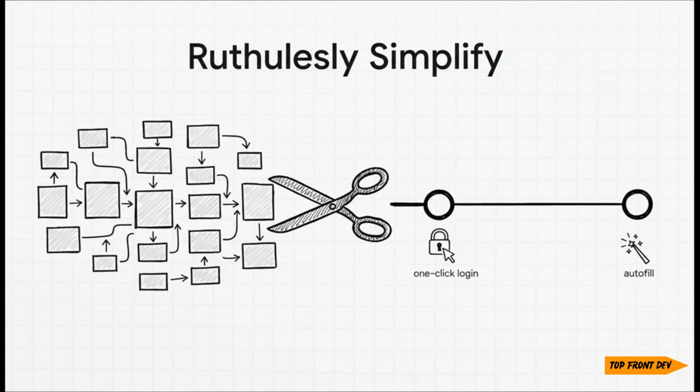So here's your homework. I'm serious. Go back to your app, pick a key flow, and for every single step, every click, every input field, ask this one brutally honest question. What makes this harder than it needs to be? You are going to be shocked by what you find.